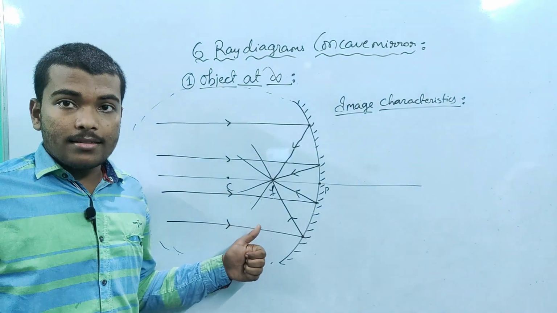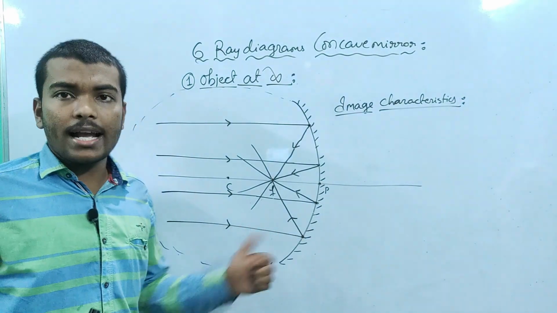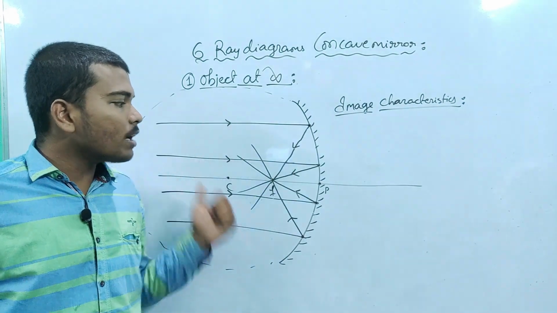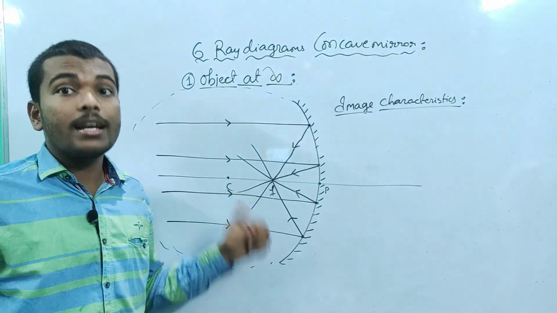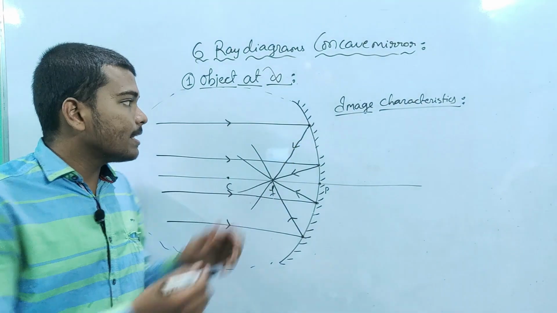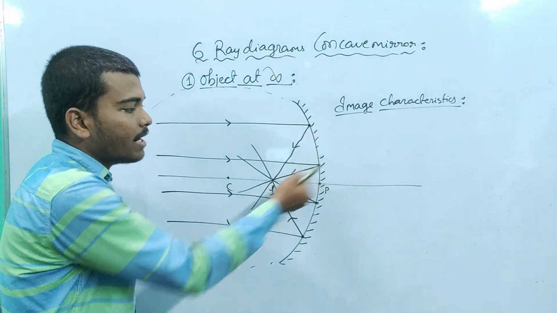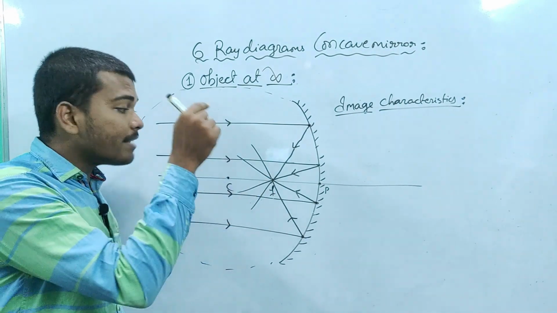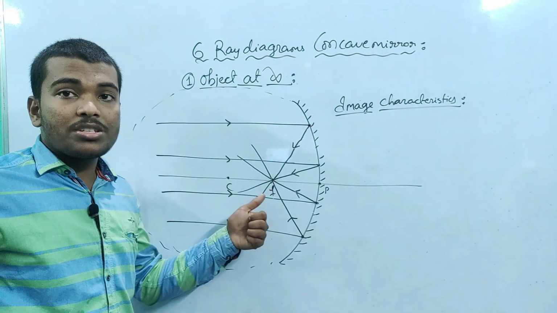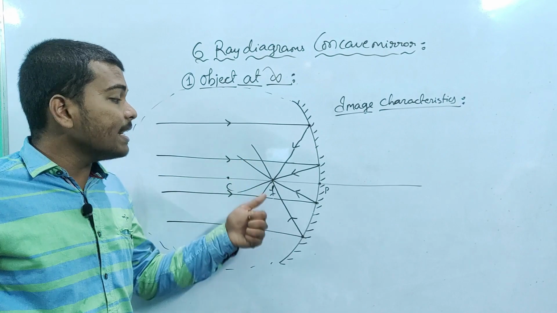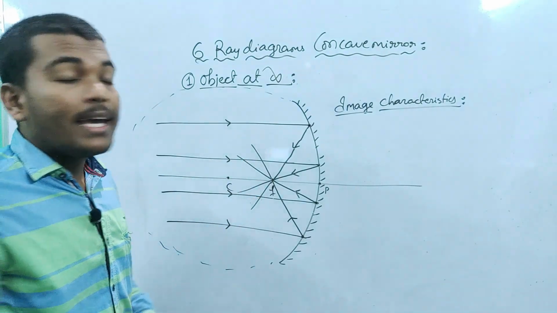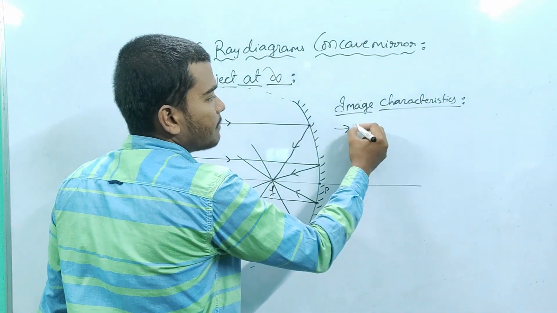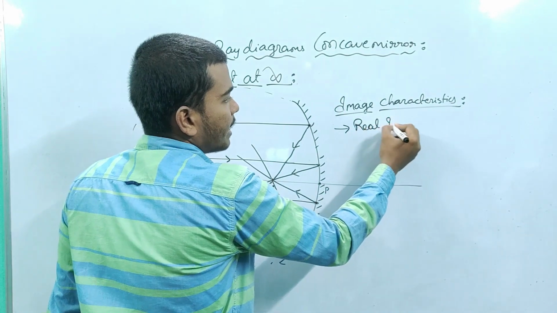If the solid lines, what are solid lines? Not the dotted lines, the opposite of dotted lines. If the solid lines intersect each other in real time, like the first ray of reflection, second, third and fourth, they are intersecting in real time, and that is what is called the intersection of solid lines. If they really intersect, then they are going to form a real image. The first image type we are getting over here is a real image.